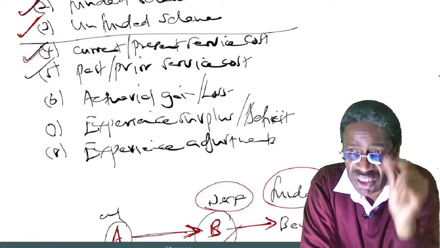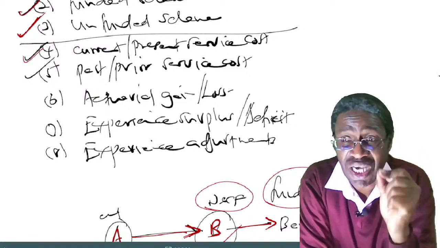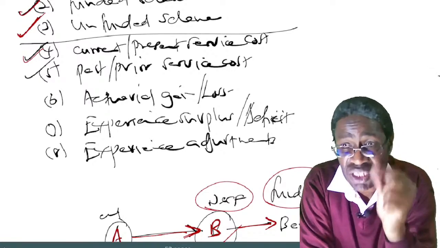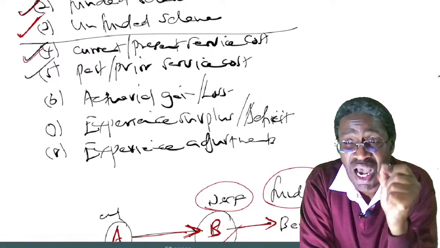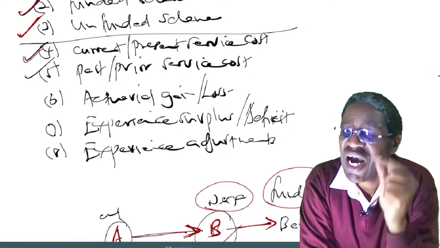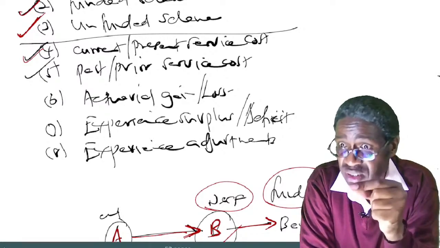So I was saying current service costs are contributions made for services rendered after a pension scheme has been initiated.